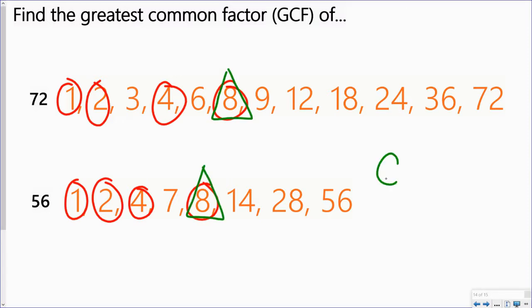And so my greatest common factor, or again, GCF for short, for both 72 and 56 is 8, because that is the largest number that will go into both of them.